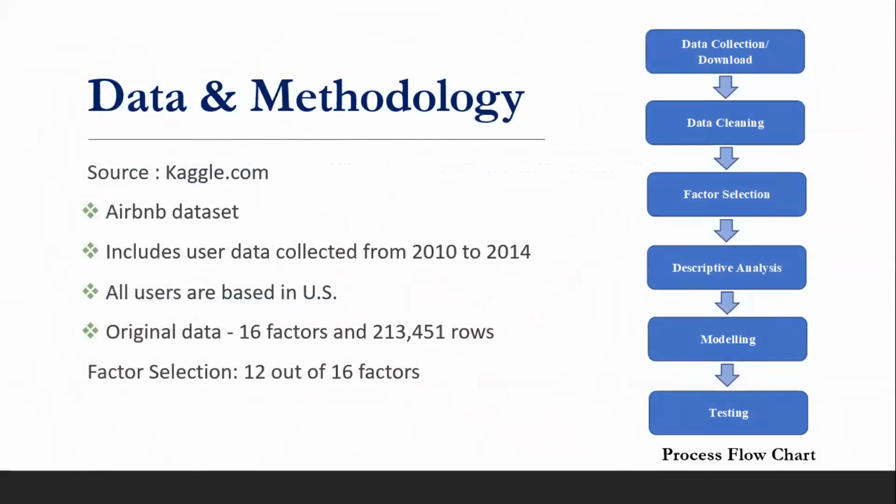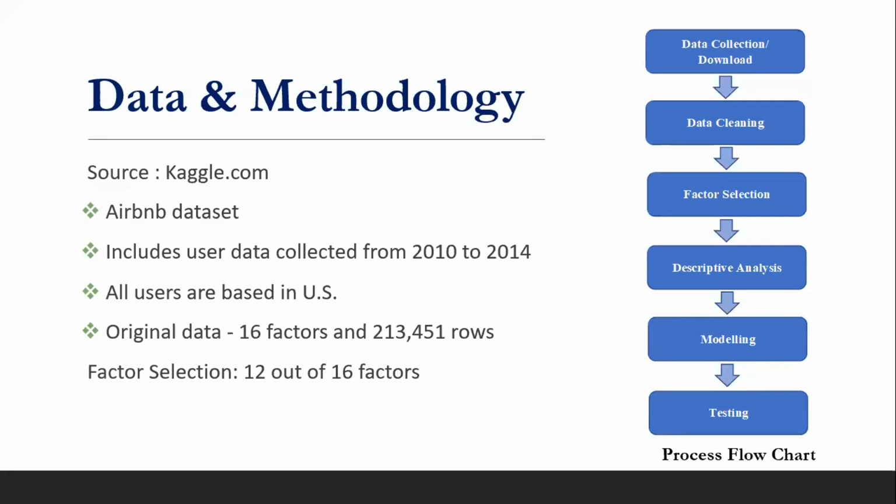So this is the data and methodology of our study. Following is the process flow chart which we have followed. The first step was data collection. The entire data was from kaggle.com. It's an Airbnb data set. It includes user data collected from 2010 to 2014. All the users are US based, so they are US citizens. And the original data consists of around 213,451 rows with 16 factors.